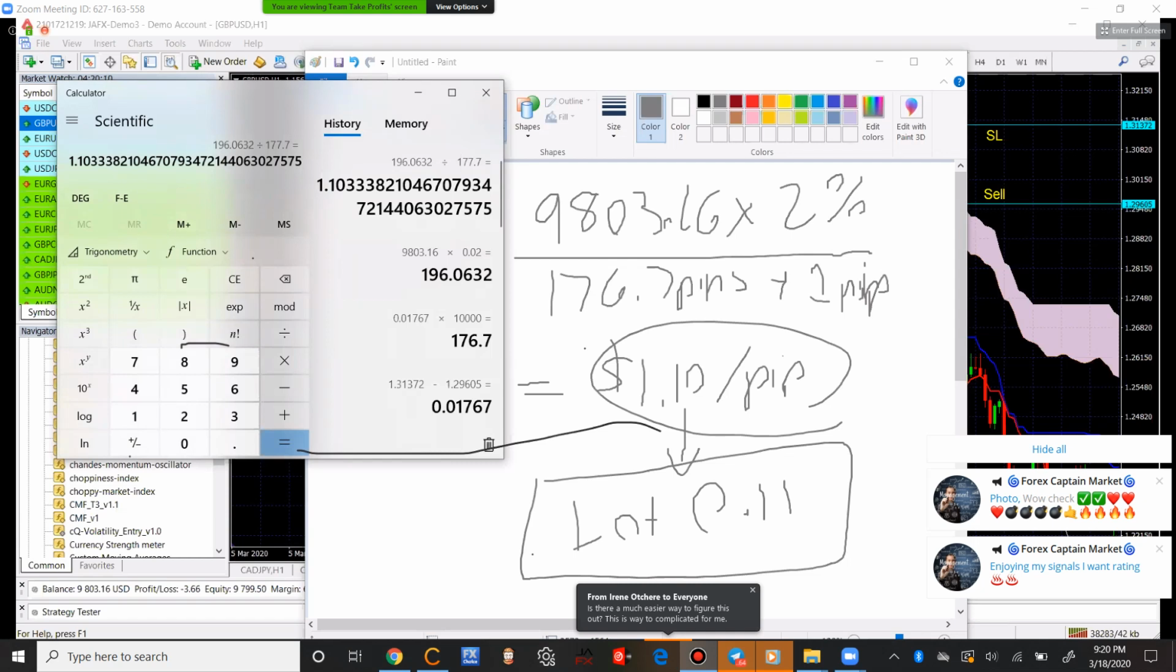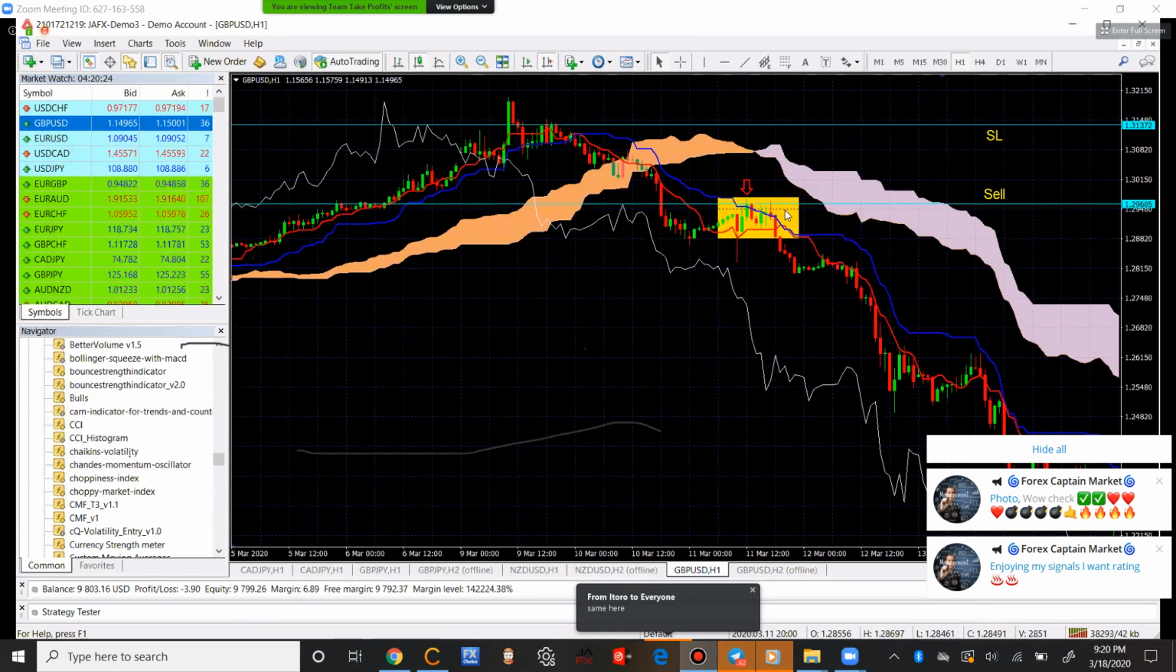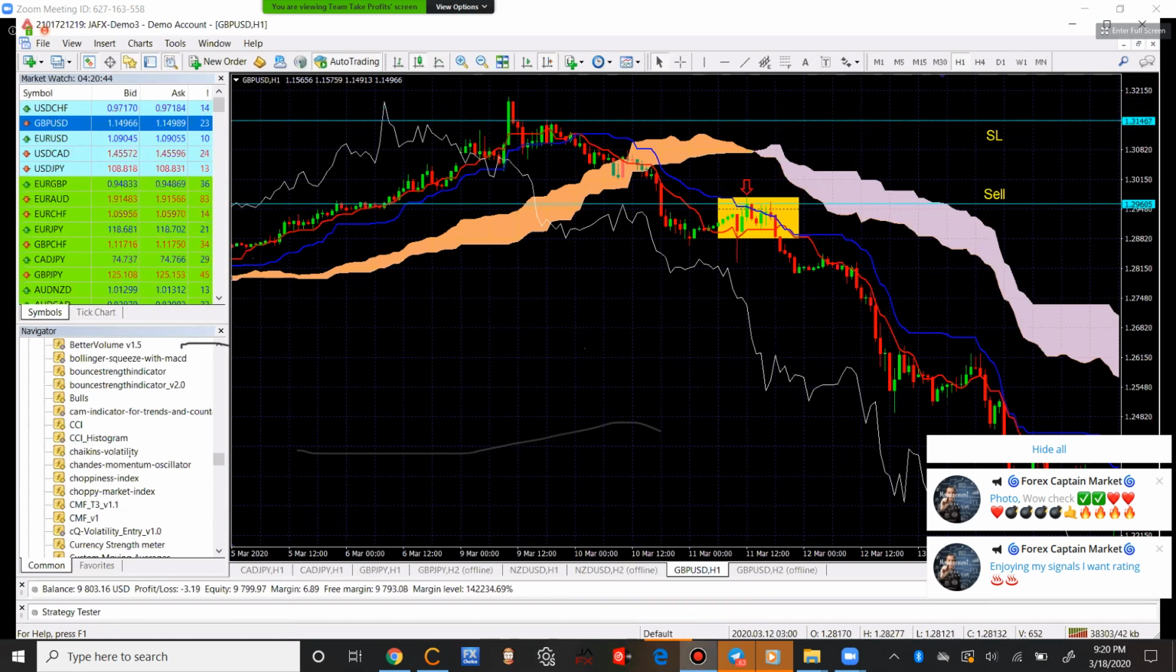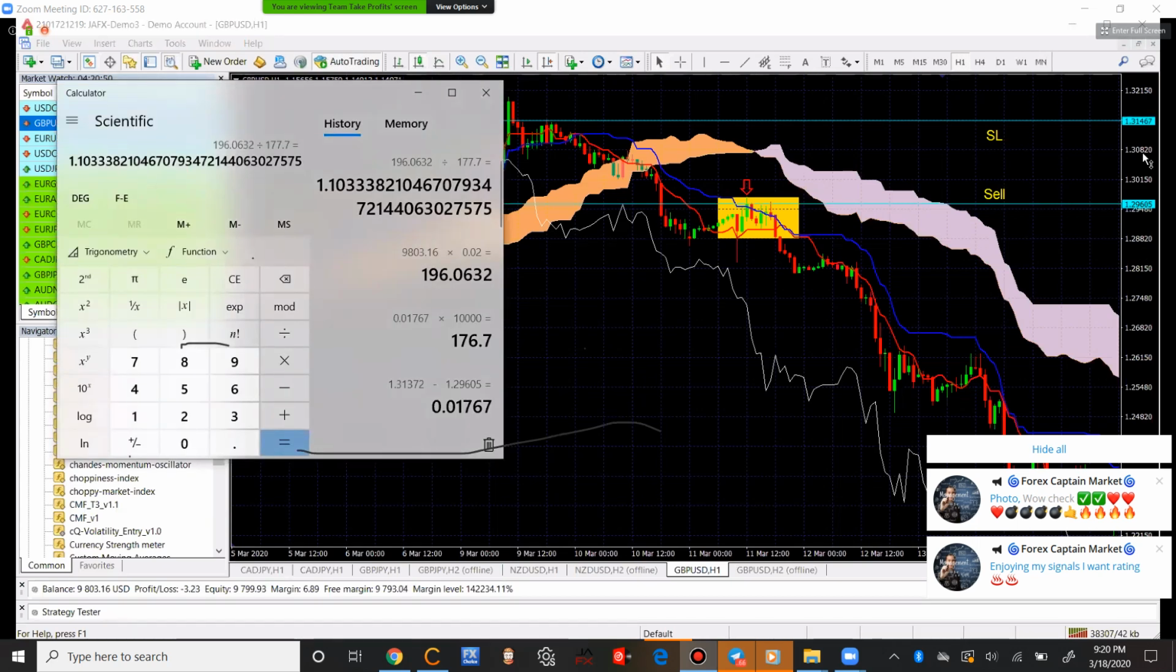All right. Let's see, Irene. Is there a much easier way to figure this out? This is way too complicated for me. I'm sure there's calculators online for doing the risk management, but you do need to know your price point and where you're gonna put your stop loss. So the general rule for the stop loss is you put it near the nearest high. Now where I got the 176 from is the difference between these 2 points.